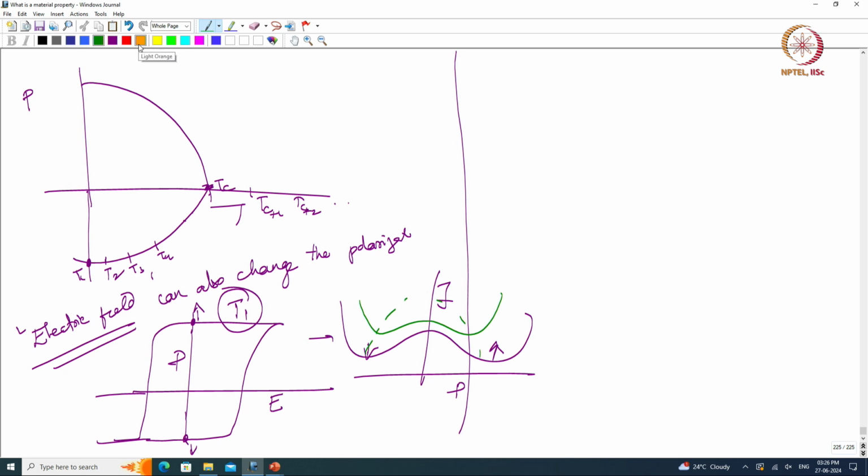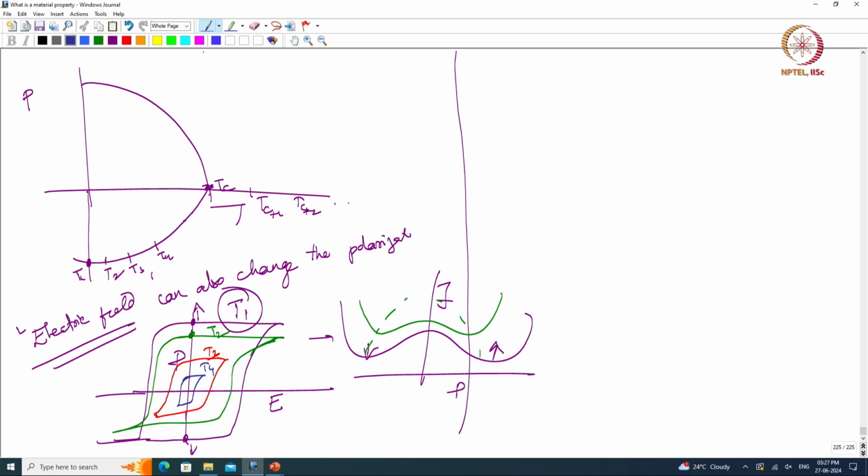If at another temperature I apply an electric field, my net polarization, my remnant polarization, decreases, and my material looks somewhat like this. As I increase the temperature, the remnant polarization is decreasing, where this is at T2. At T3 my remnant polarization is further reduced. At T4, what color can I use now? My remnant polarization is further reduced again. So this is T4.